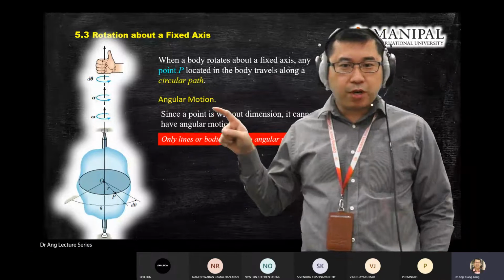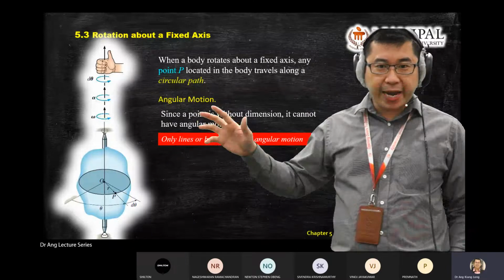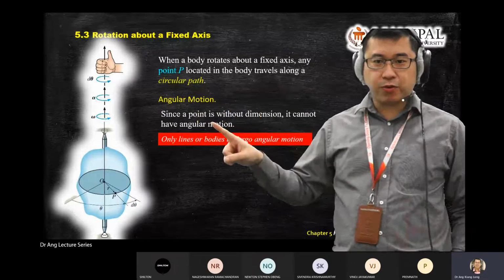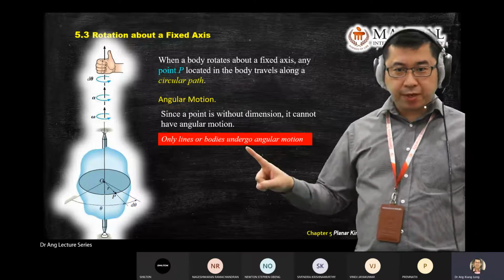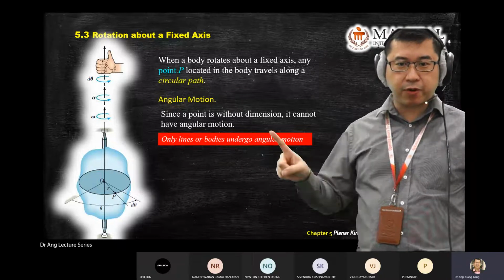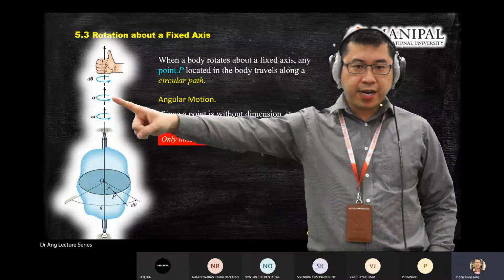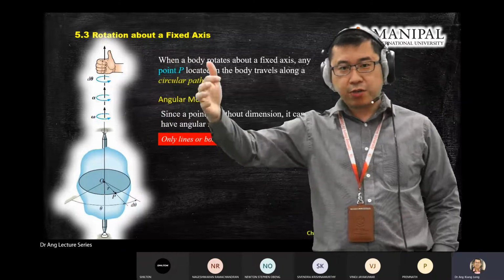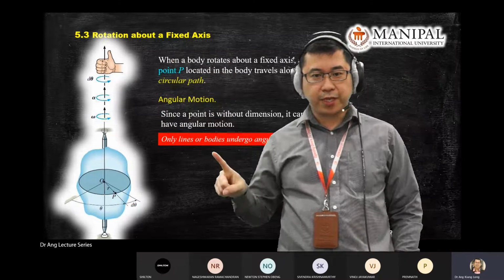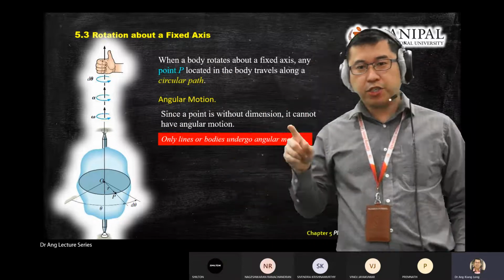So again, in chapter 5, we are no longer talking about a point. When we talk about angular rotation, we are not looking at a point, but we look at lines and bodies. Then only you can use the equations for angular motion. Meaning this omega, alpha, and this change of angle, or right hand rule, only works for bodies and lines. That's why chapter 5, we call it rigid body motion.